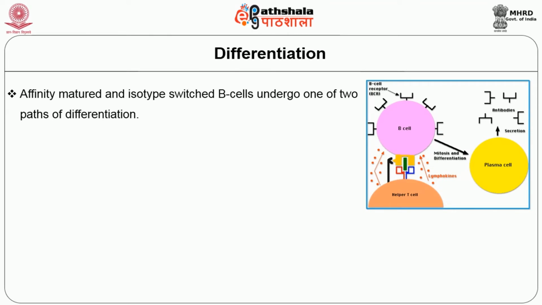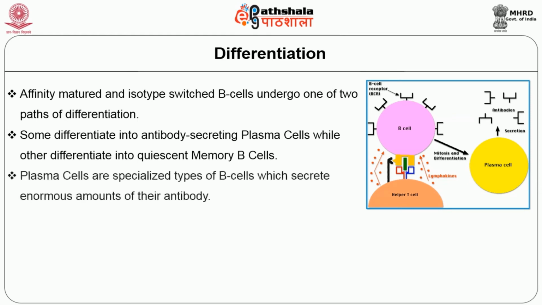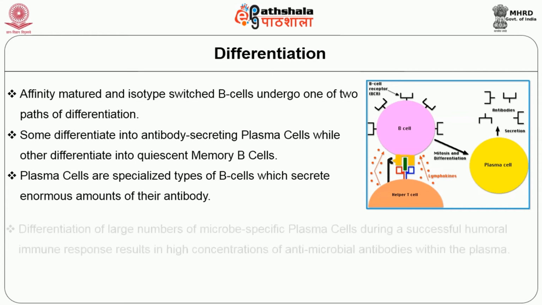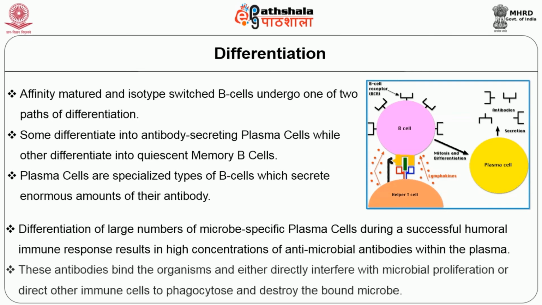Affinity matured and isotype switched B cells undergo one of two pathways of differentiation. Some differentiate into antibody secreting plasma cells while others differentiate into memory cells. Plasma cells are a specialized type of B cell which secrete enormous amounts of their antibody. Differentiation of a large number of microbe-specific plasma cells during a successful humoral immune response results in a high concentration of antimicrobial antibodies within the plasma. These antibodies bind the organism and either directly interfere with microbial proliferation, or direct other immune cells to phagocytose and destroy the bound microbe.